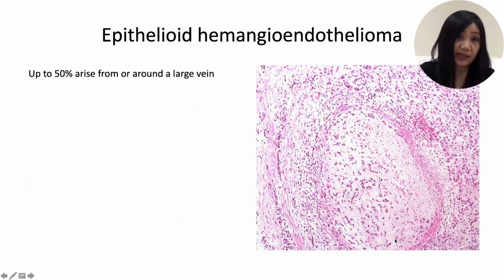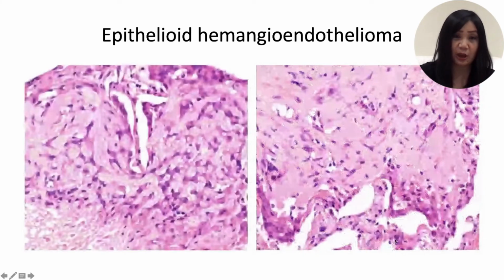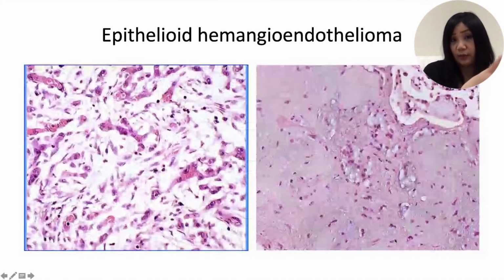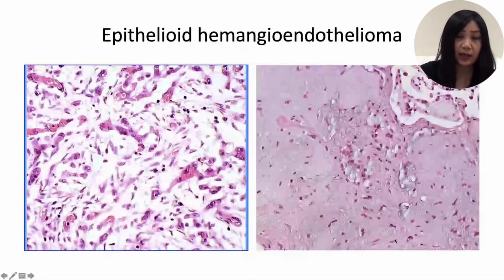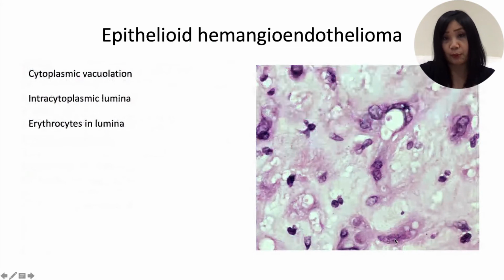Up to 50% arise from or around a large vessel, and the typical pattern is of infiltrative cords, strands, and nests of these relatively uniform, mildly atypical epithelioid cells in this very characteristic myxohyaline stroma. So this stroma is a hallmark of epithelioid hemangioendothelioma. Again, the very characteristic stroma. Sometimes this tumor is a little bit more myxoid, but the stroma, glassy hyaline looking stroma, is the hallmark. So these are composed of epithelioid to sometimes spindle cells, relatively minimal atypia. Mitotic figures are not prominent.